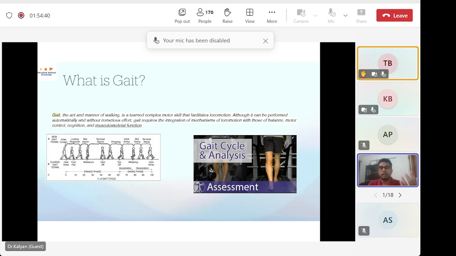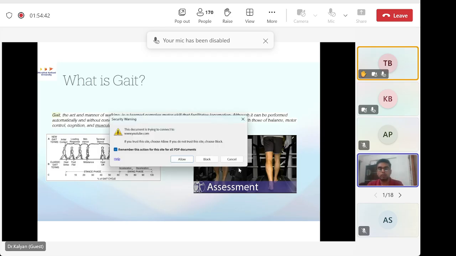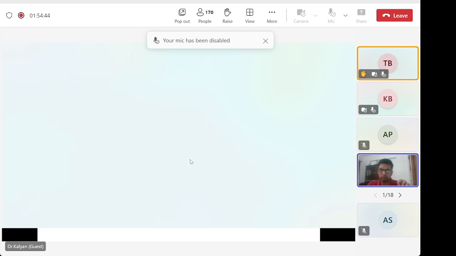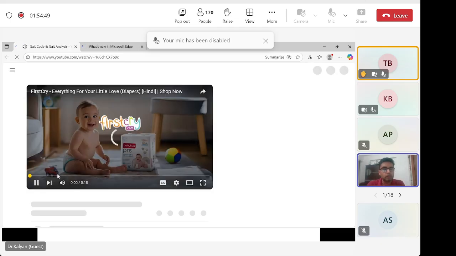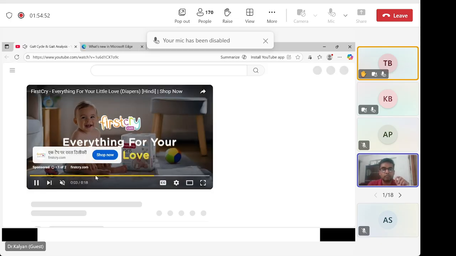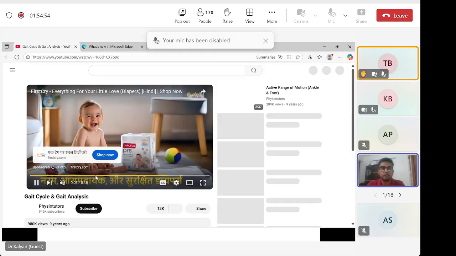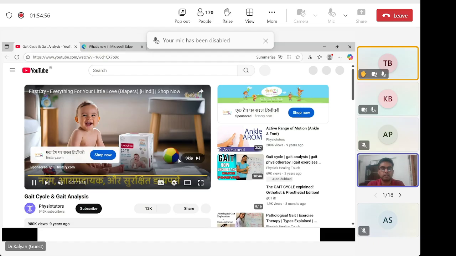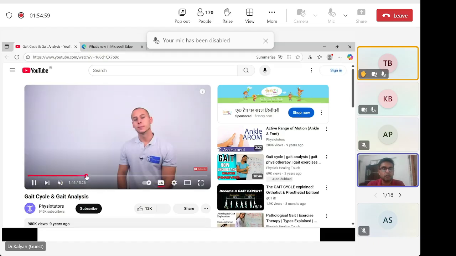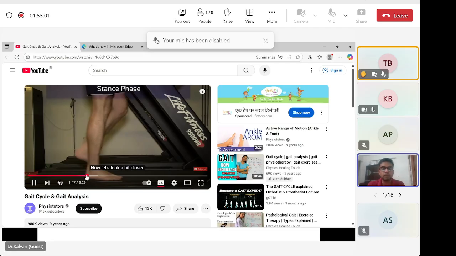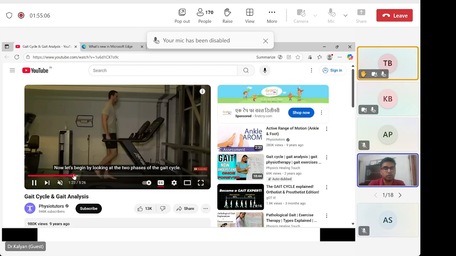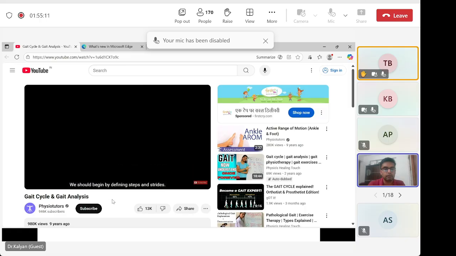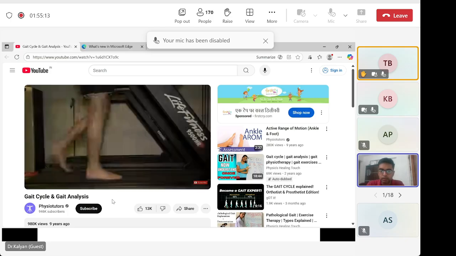So what is gait analysis? I will quickly open this video, but I will not let you watch the entire video. I'll just fast forward to places where I can show what gait analysis actually means. So this person is walking on the treadmill. I've muted the video. We'll just look at what a step is and what a stride is.